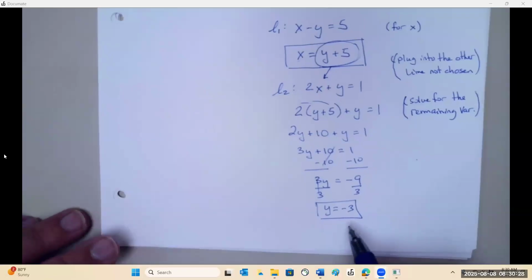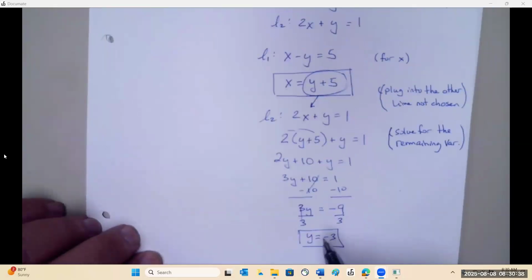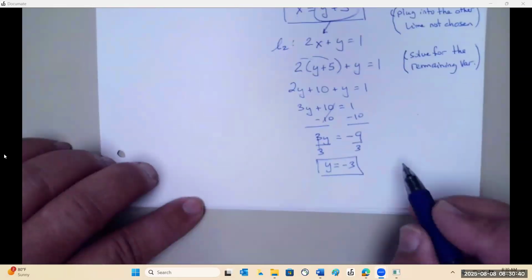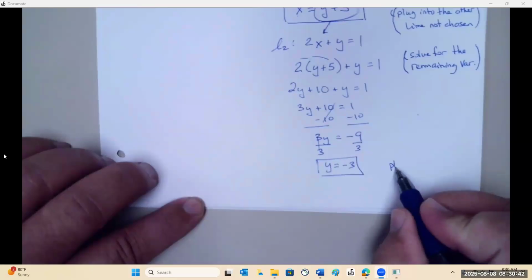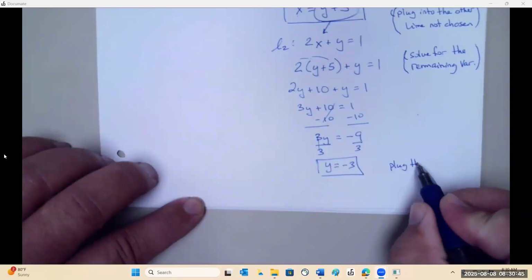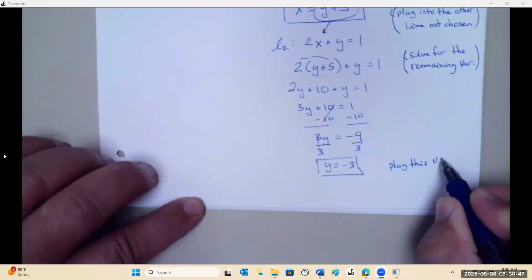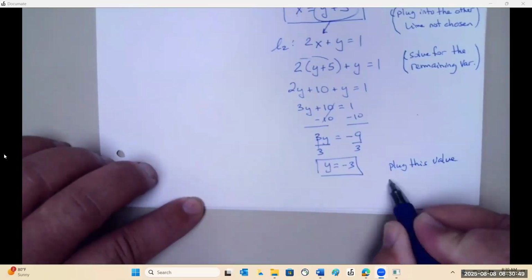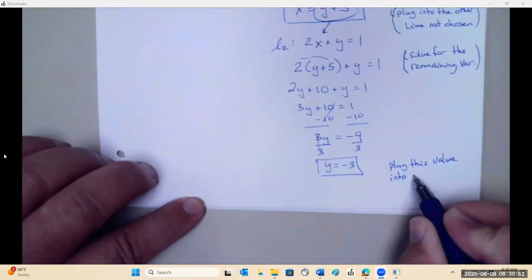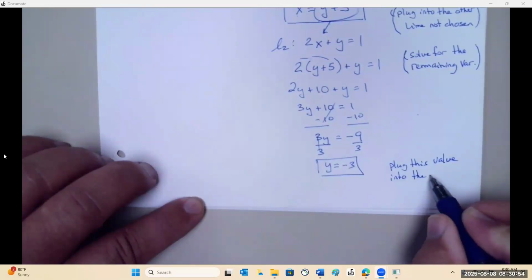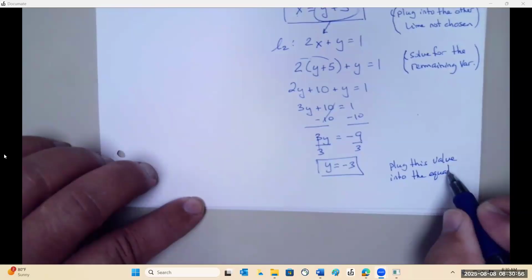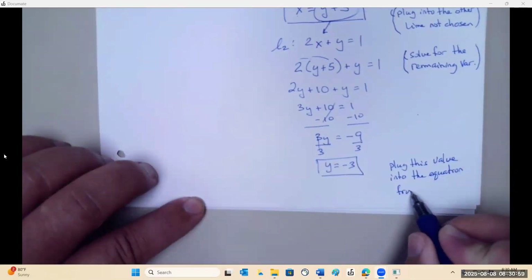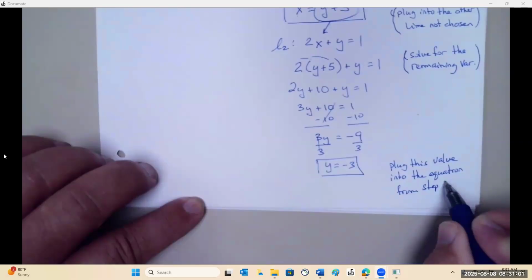Now we know what y value we have. What do we do with this? Substitute y in. Plug it into solve for x. Plug this value into the equation from step 1.